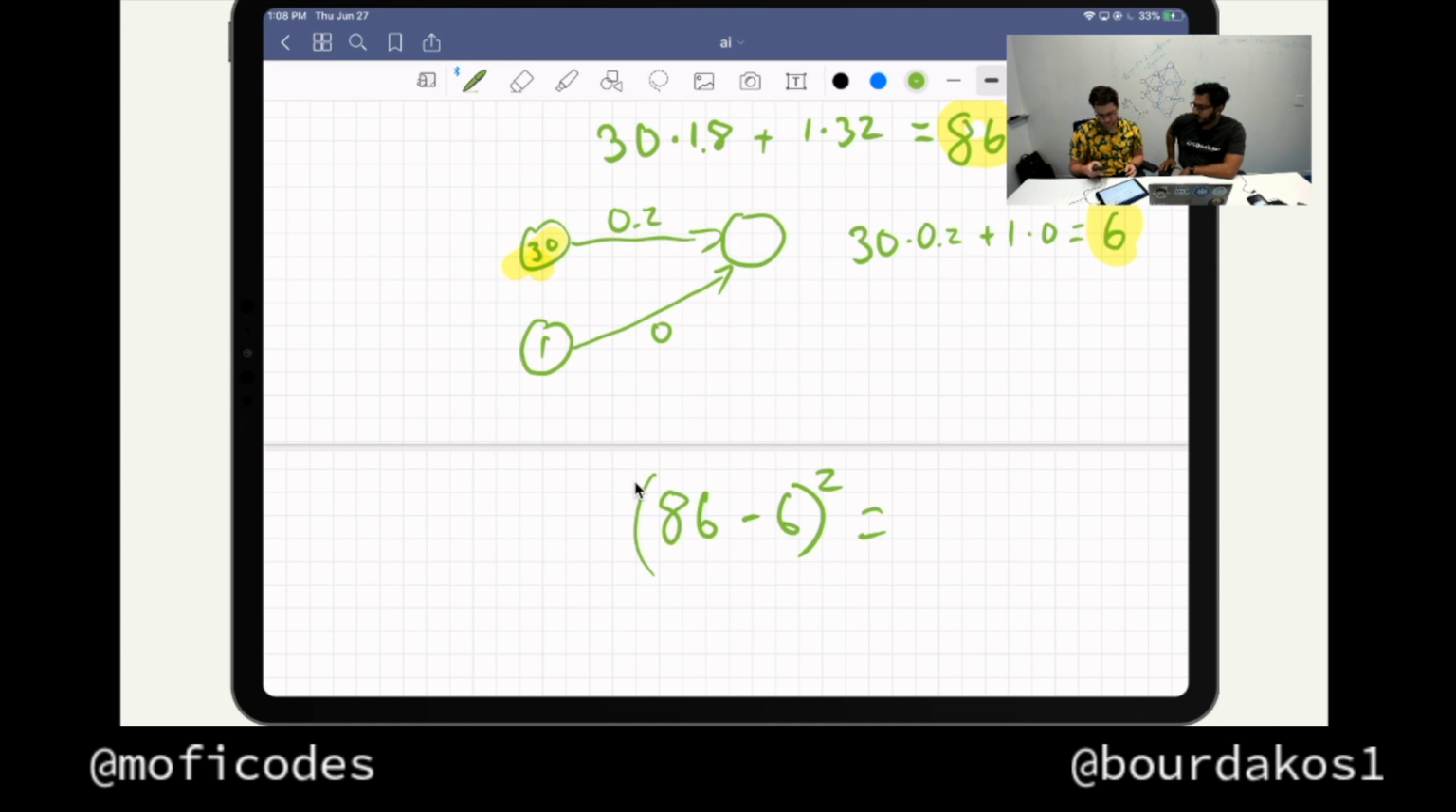Good. It's 8 squared. True. Again, 1 0. One more zero.